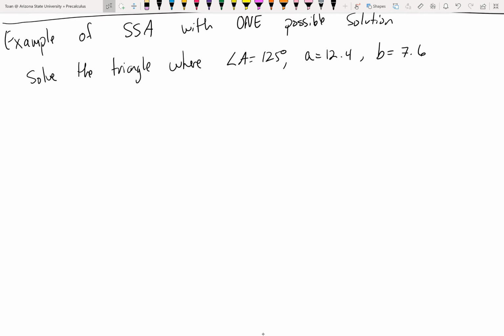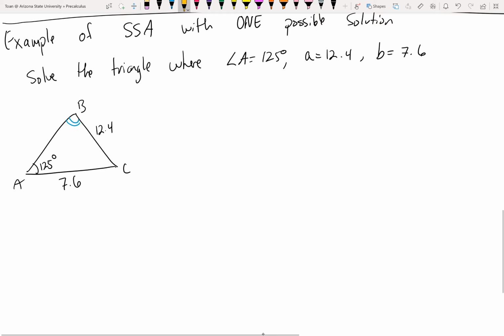The first thing I would do is sketch it out. A, B, C. They tell me that angle A is 125, side A is 12.4, and side B is 7.6. Hopefully everyone can see that we need to solve for angle B, angle C, and side C. Based upon what we have, we're given an angle opposite side pair, and with the only other information we're given, side B, we need to solve for angle B. So that's what we're going to solve for first.